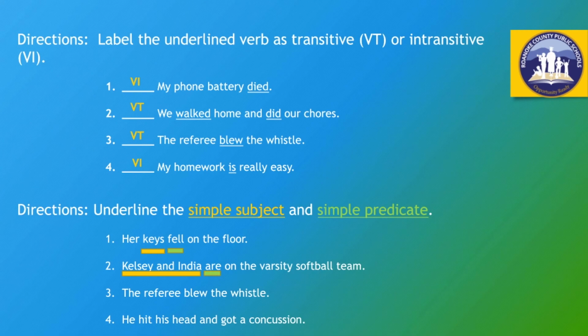The referee blew the whistle. The referee is the subject, and blew is the simple predicate. He hit his head and got a concussion. The simple subject is he, and the simple predicate is hit and got.